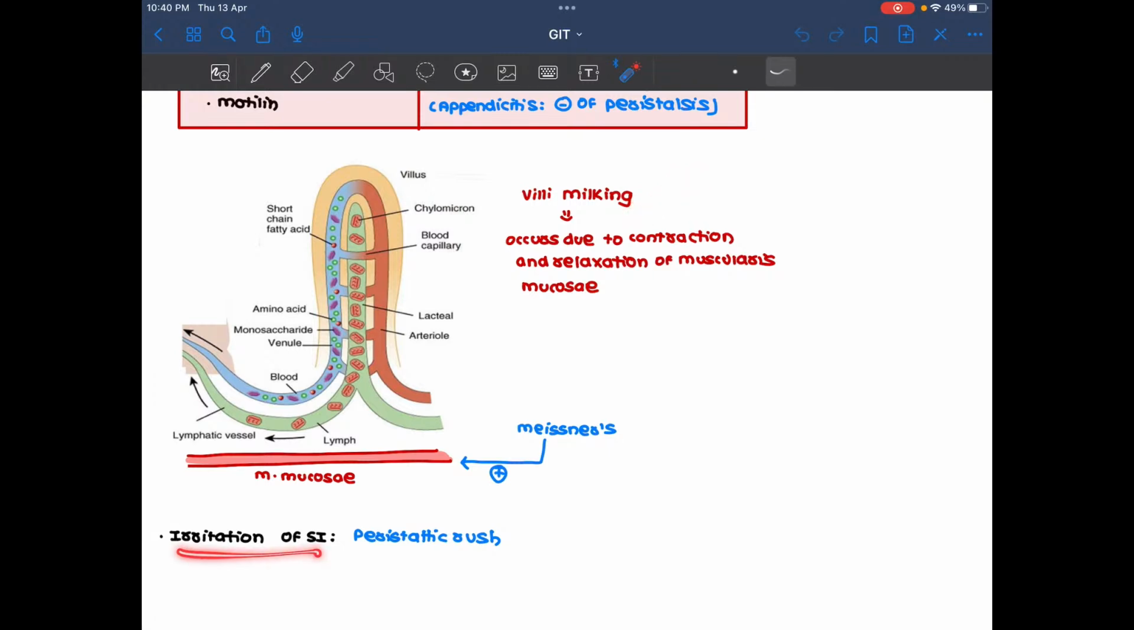Okay. And whenever you're going to have irritation of the small intestine, you have some process known as your peristaltic rush.